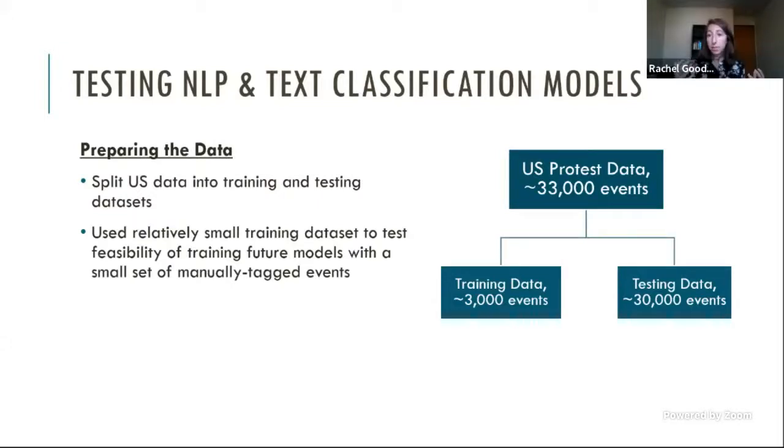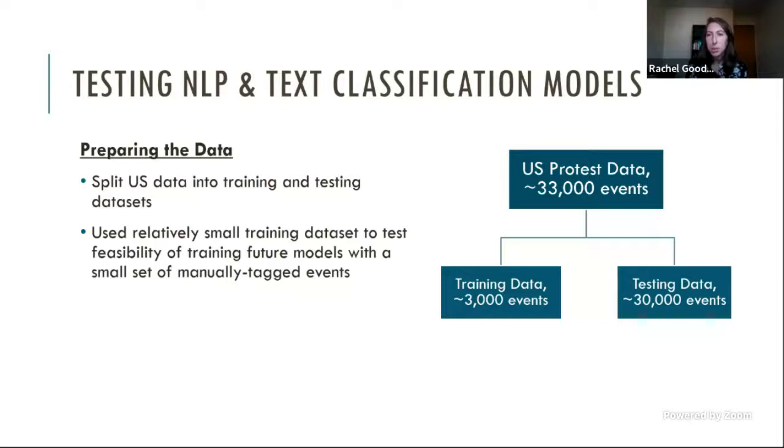So since we have the US protest data with protest driver tags already incorporated, we were able to use this data to train a text classification model that would assign protest driver tags for us. So the first step was splitting the US data into a training data set and a testing data set. We put about 3,000 events into the training data set, which, as the name suggests, is what we use to train and build the model. We put about 30,000 events into our testing data set, which, again, as the name suggests, is what we use to test the model and to test its accuracy.